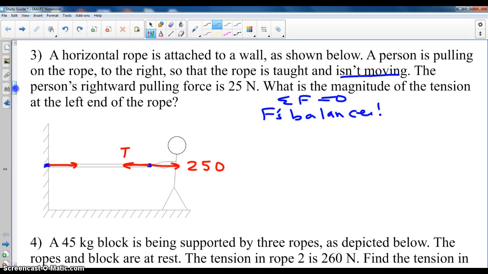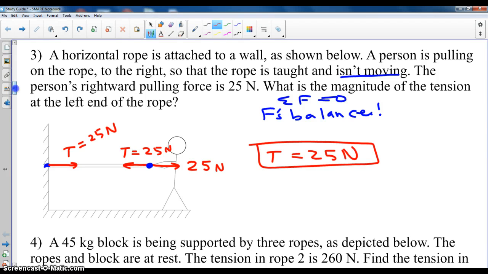And this end, likewise, is pulled with the same tension. So if this point is in equilibrium, that point is in equilibrium, so the tension must be, I'm sorry, the tension is just 25. The tension must be 25. And the tension is equal in the two ends because tension is distributed evenly through an ideal rope. So we have 25 newtons as the tension at the left end of the rope.